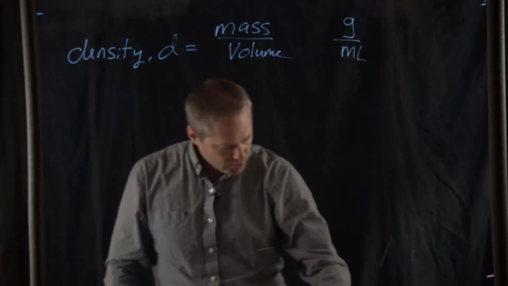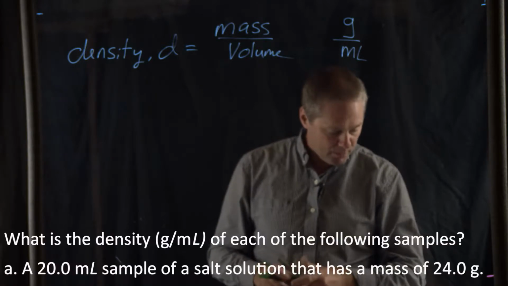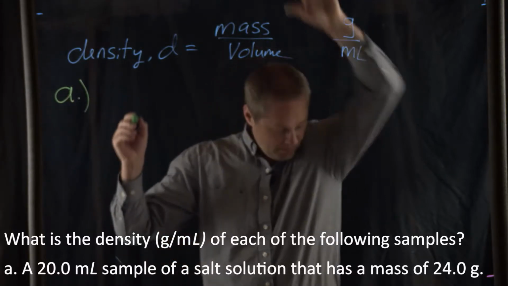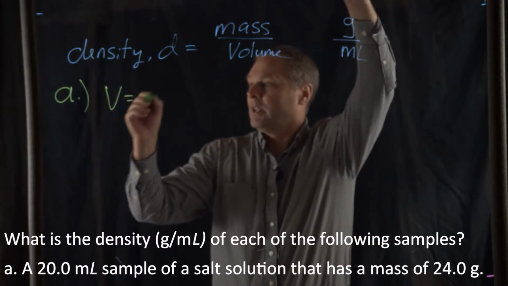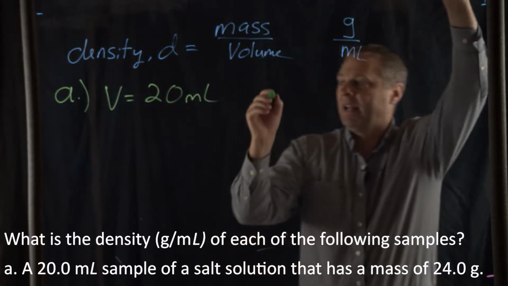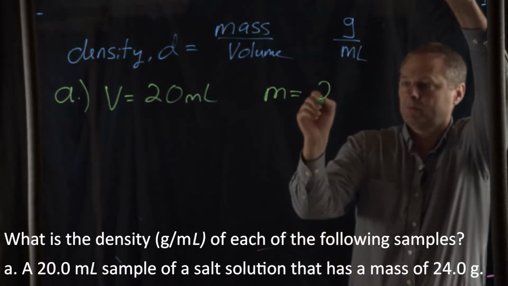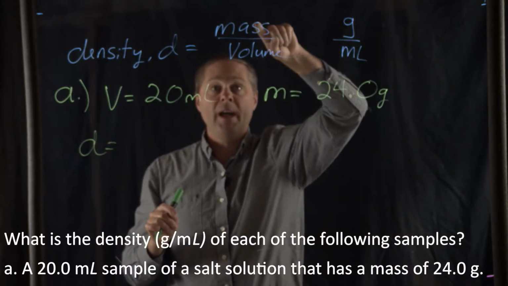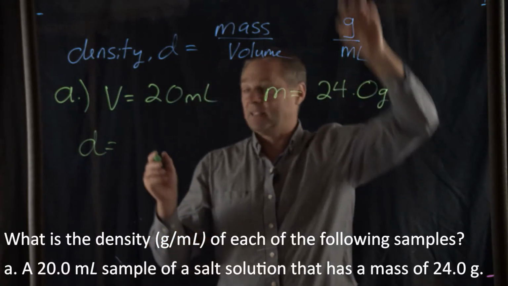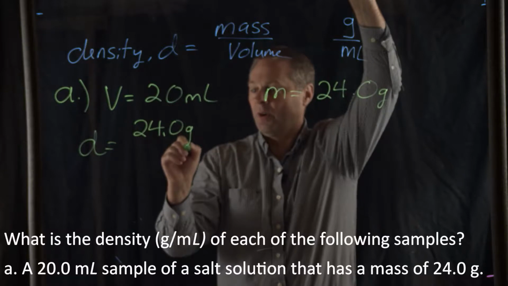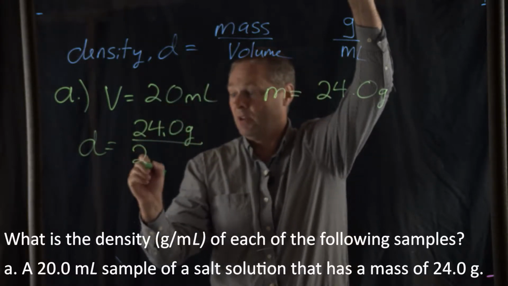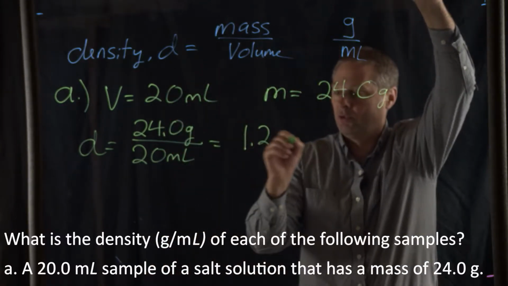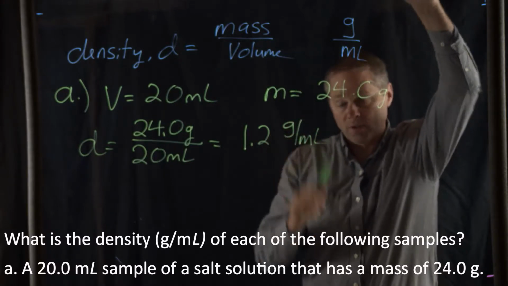Right. So first one, we have a 20 milliliter sample of a salt solution that has a mass of 24 grams. So for A, we have a volume equal to 20 milliliters and a mass equal to 24.0 grams. So our density is going to be equal to the mass divided by the volume. So the mass in this case is 24.0 grams divided by our volume, which is 20 milliliters. And so we go through and do this arithmetic, and what we end up getting is 1.2 grams per milliliter. So that's the unit that we have.